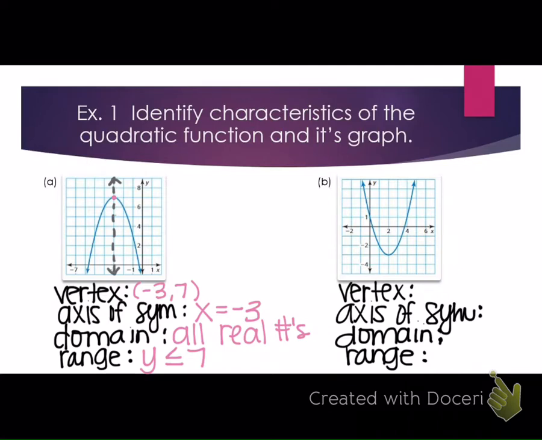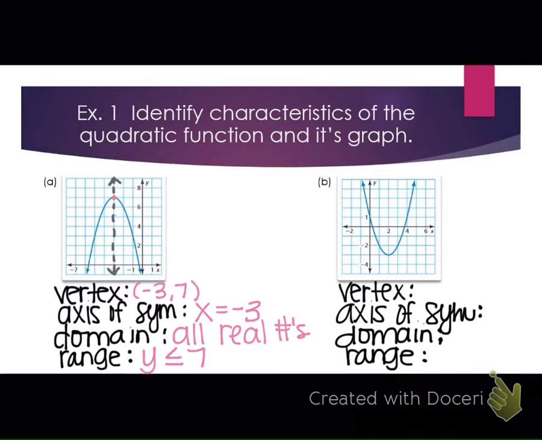Now, what do you notice about the vertex and the range value? The y coordinate of my vertex is also the value in my range. So look at this. You've been asked to find 4 things and they're all intertwined in that vertex. If you can find the vertex, you can also find the axis of symmetry and you can find the value in your range. So recognize how simple it actually is.